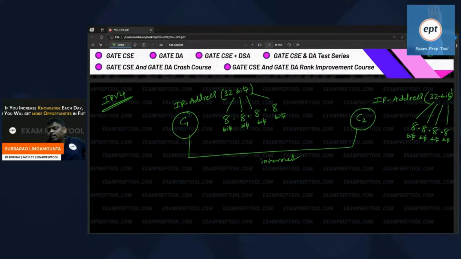Your mobile also has some number inside. Even you don't know that number. If you open the mobile, inside you are able to see the number. Every device has some number, and every computer also has some number. On the NIC, the network interface card, that number will be written. That is a physical number, which is also called a MAC address, or physical address.